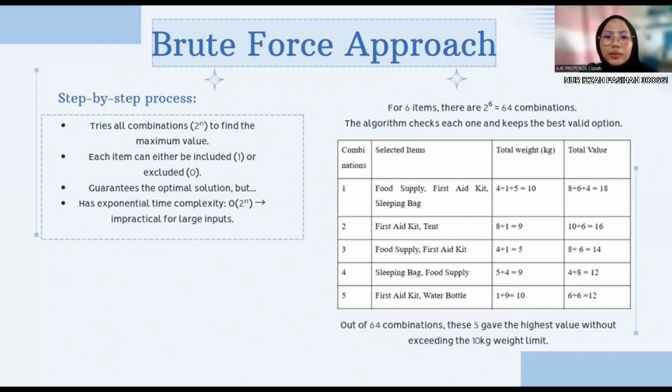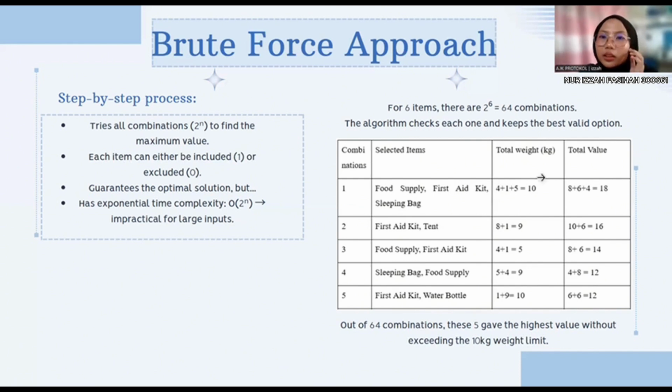However, not all 64 combinations are useful. Some are invalid because the total weight is more than 10 kilograms, so they are automatically rejected. The rest are valid combinations where the total weight is less than or equal to 10 kilograms. Out of these, we choose the one with the highest value.